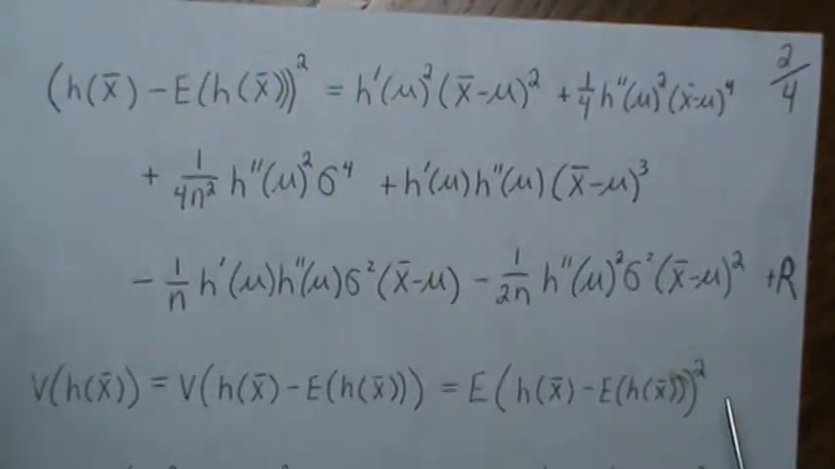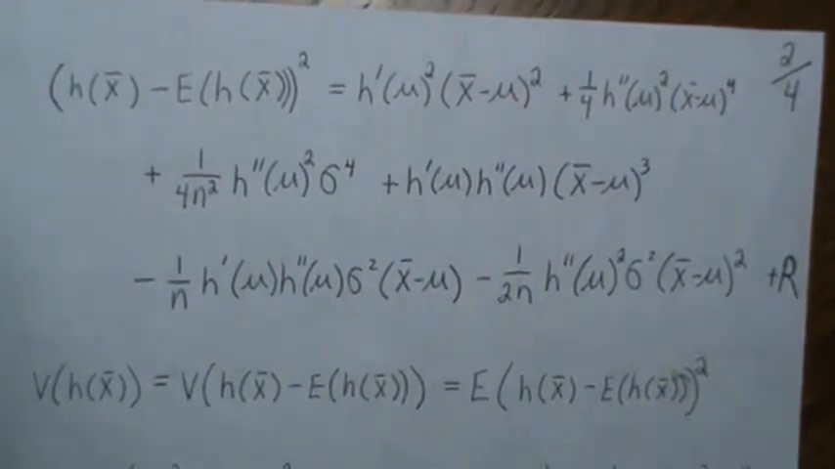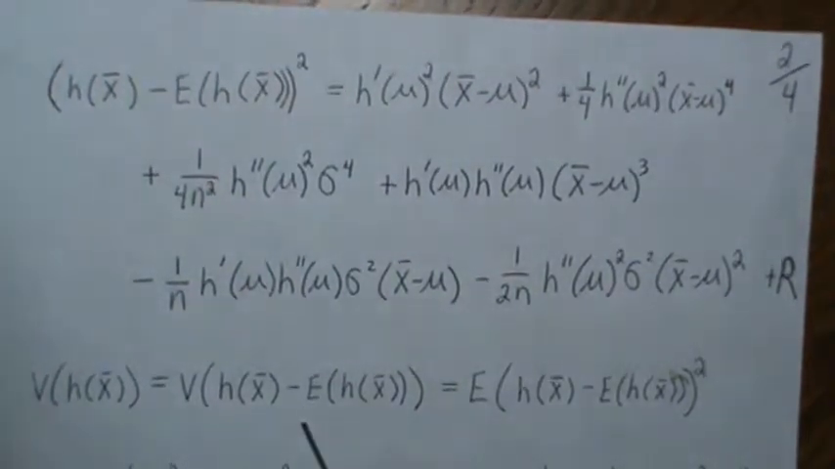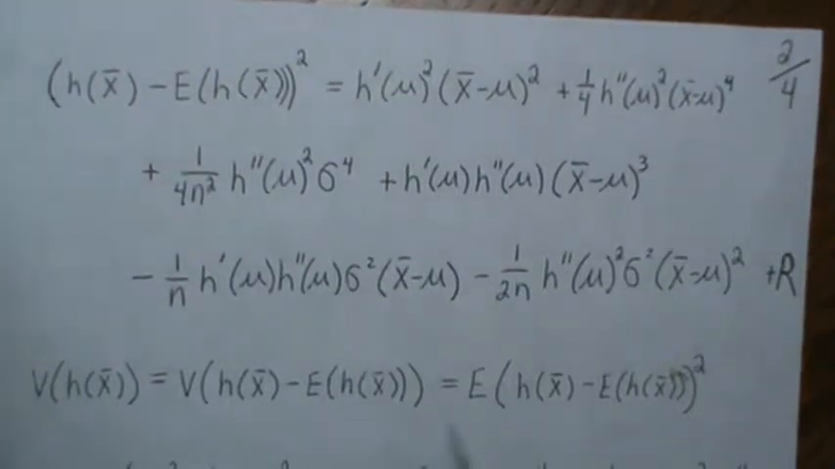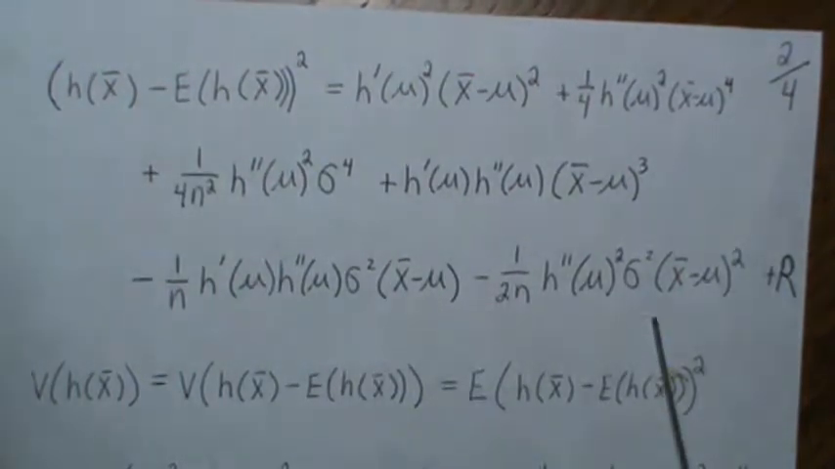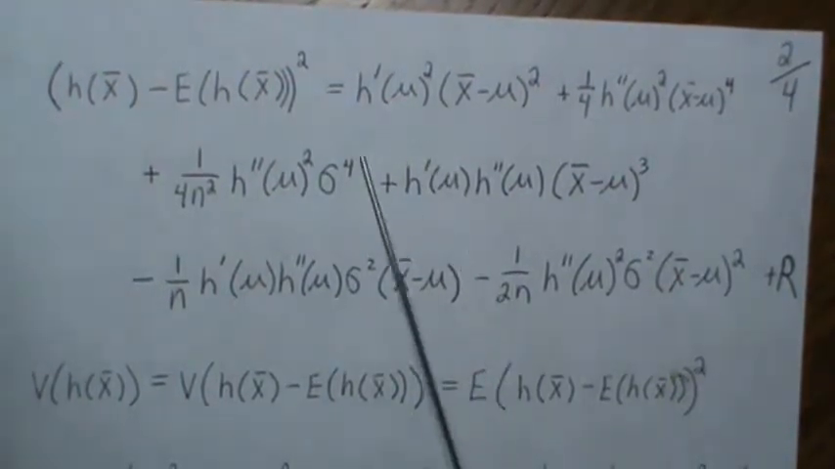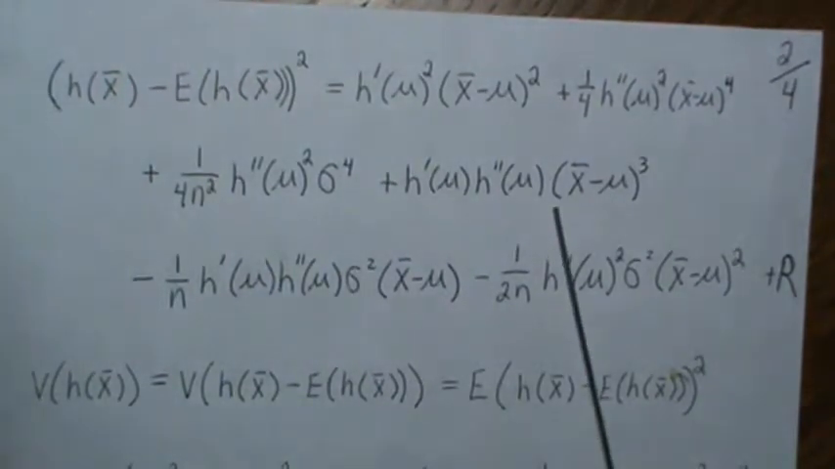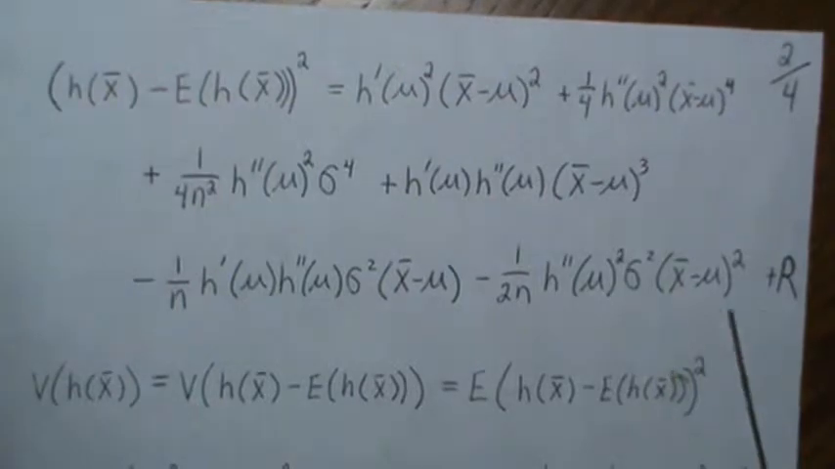But the variance of this is the expected value of this squared minus the expected value of this quantity squared. But the expected value of this on the previous page was 0. So the variance of this is just the expected value of this squared, and that's what we have here. So now let's look at the expected value. It goes into each of these. That's constant, goes to there, goes to here, goes to there, and then whatever that is. So that's what we do here.